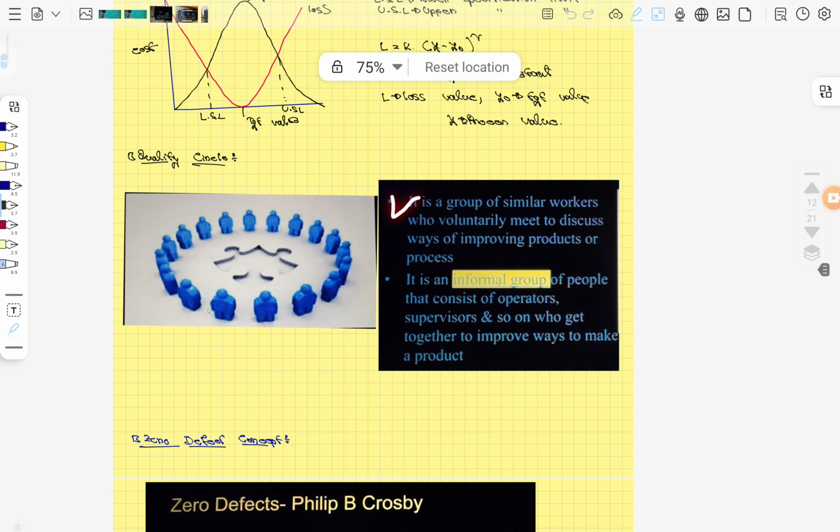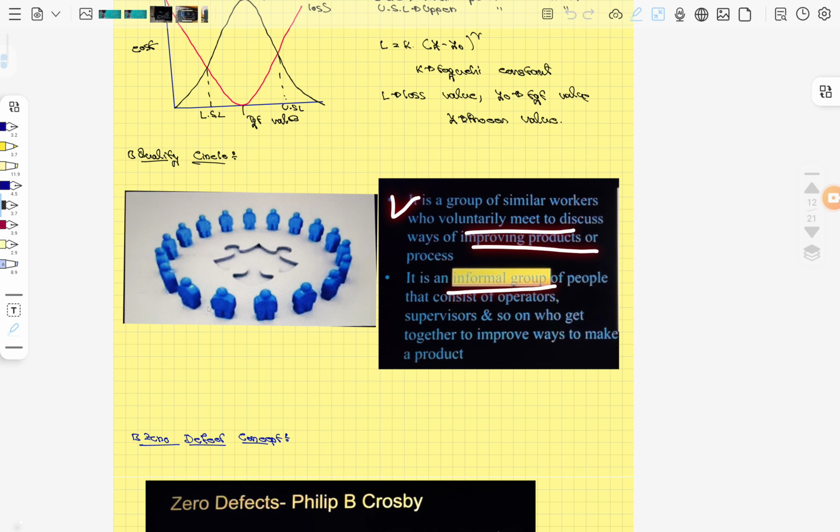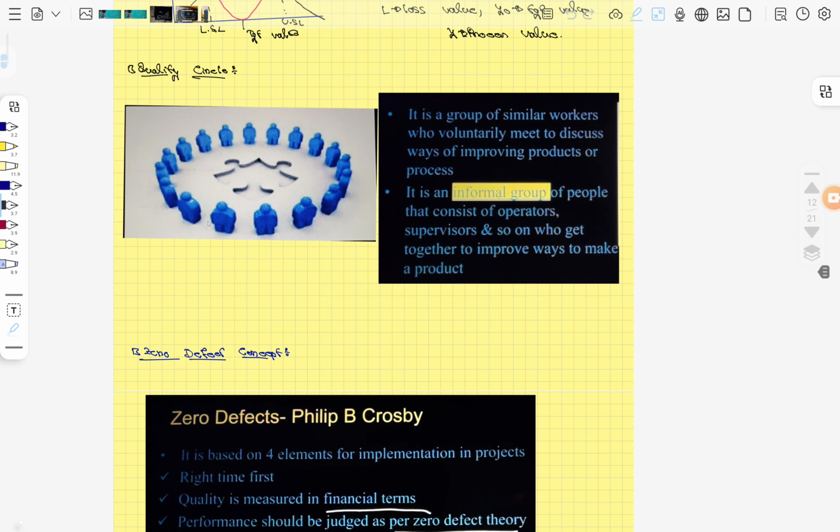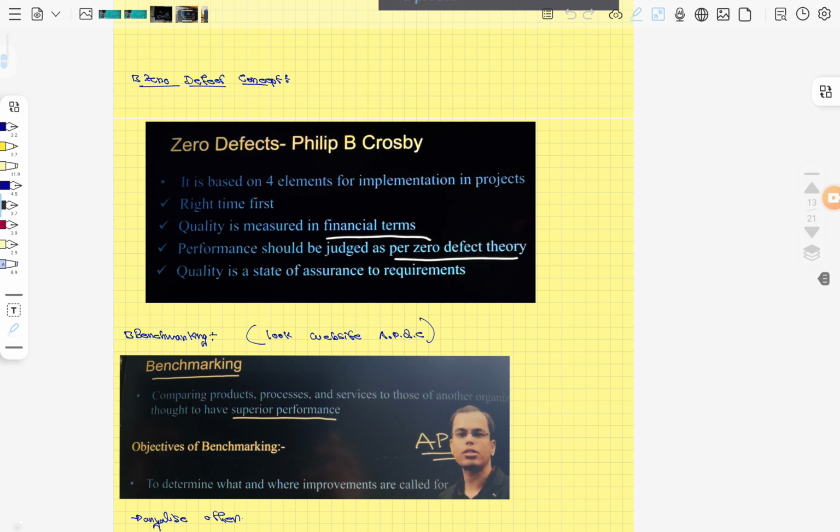A quality circle is a group of similar workers who voluntarily meet to discuss ways of improving the product. It is a formal group consisting of operators and supervisors who get together to improve. Zero defect: the zero defect philosophy is a process based on a four-element improvement project. As quality is measured in financial terms, performance should be judged by the zero defect theory. Quality is the state of assurance of the quality.